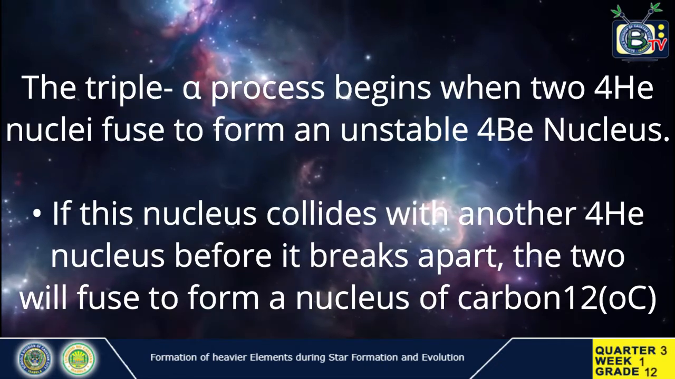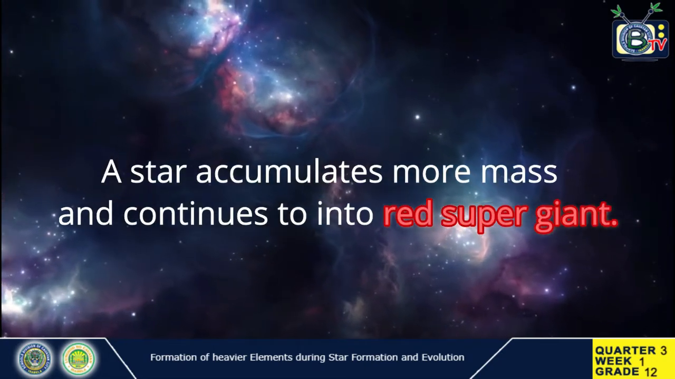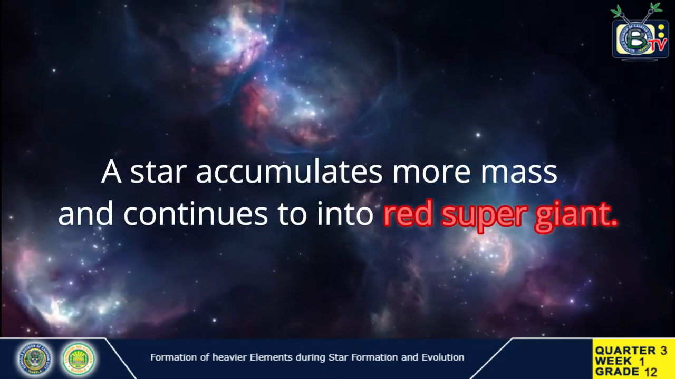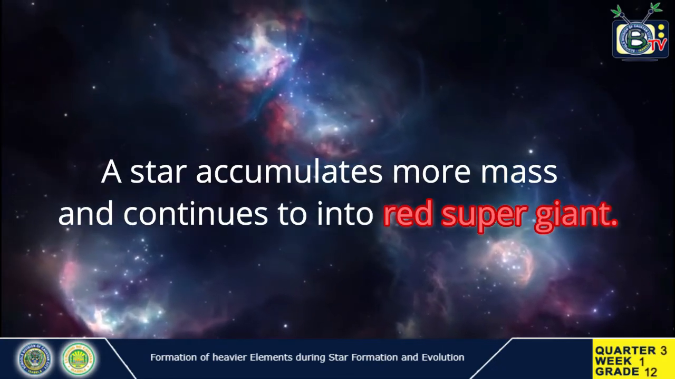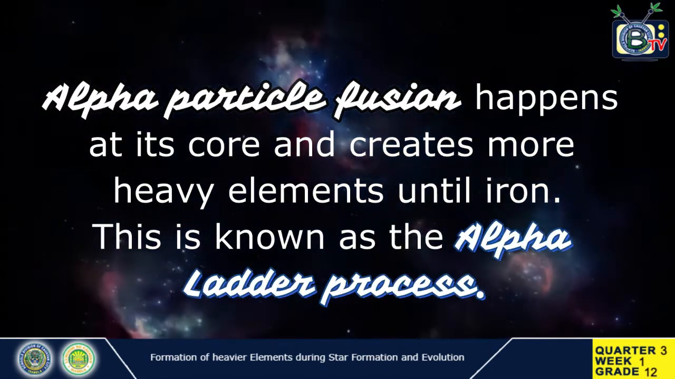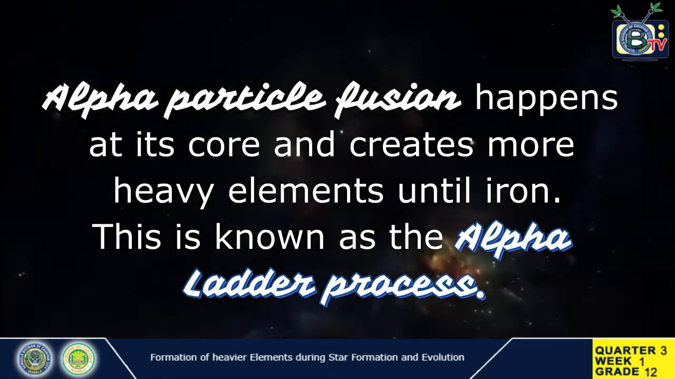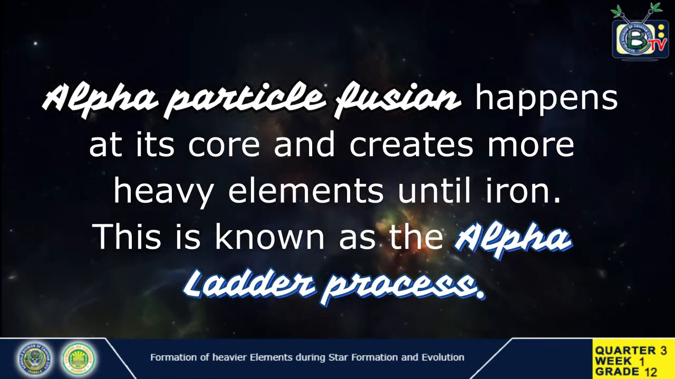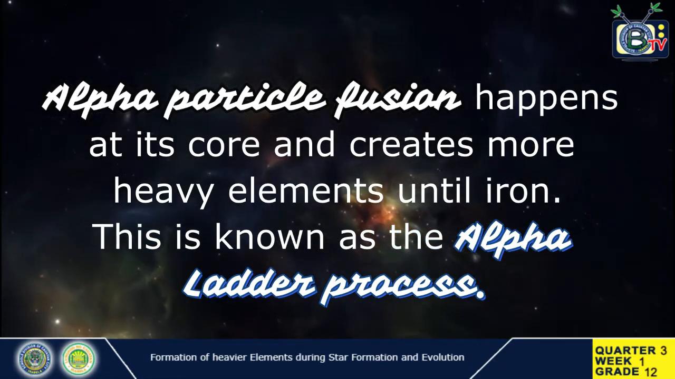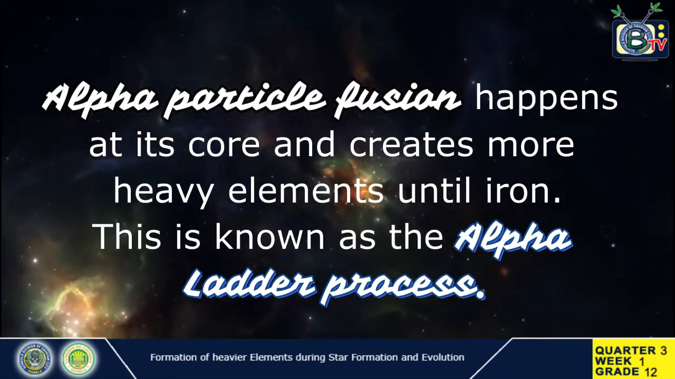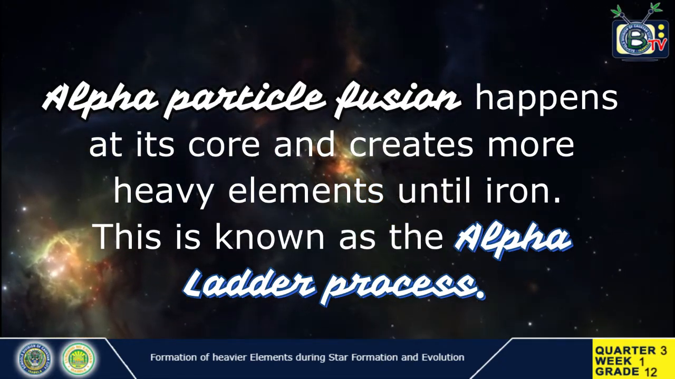nucleus of carbon-12. A star accumulates more mass and continues to grow into a red supergiant. Alpha particle fusion happens at its core and creates more heavy elements until iron. This is known as the alpha ladder process.